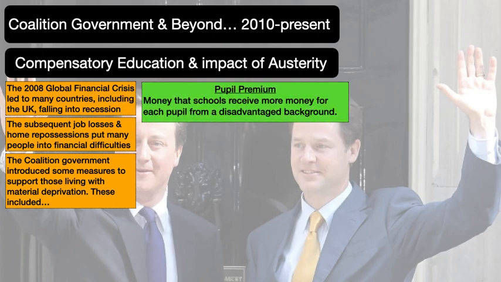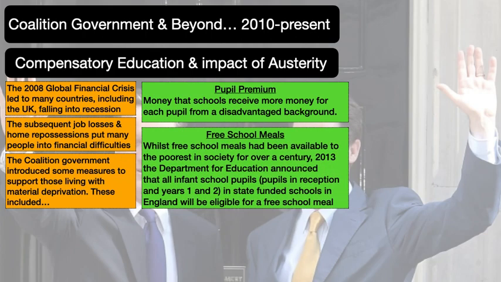That was money that schools would receive, extra money for each pupil that came from a disadvantaged background. And of course free school meals, which, although they've been around for the poorest in society for over a century, in 2013 the Department for Education announced that all infant school pupils, that is pupils in reception, years 1 and 2, in a state-funded school in England would be eligible for a free school meal.